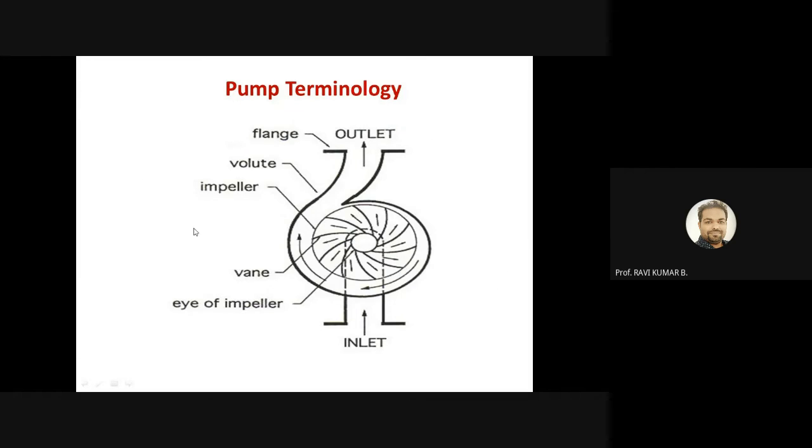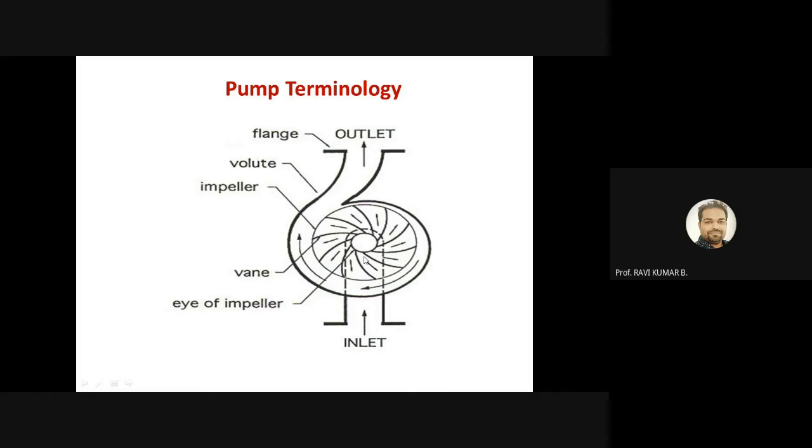So these are the normal pump terminologies. This is the entry of the water, usually called the inlet, or the eye of the impeller, and these are the curved vanes located over the impeller. This complete setup, this circle, is your impeller, and this is the outer casing, the volute casing, and this is the outlet through which water will be coming.